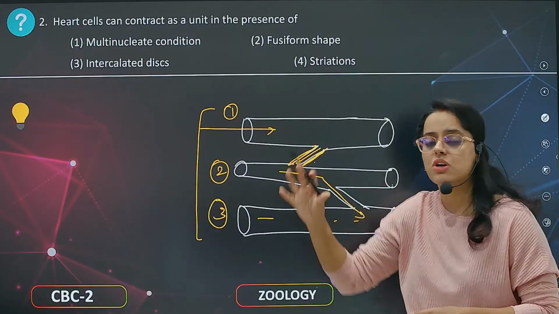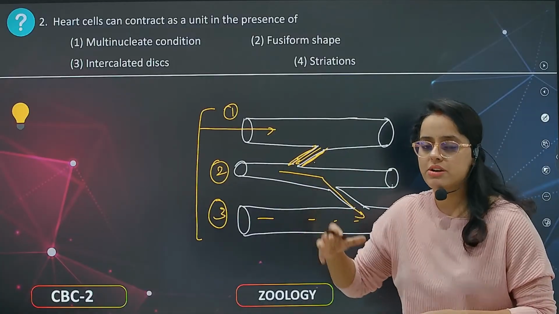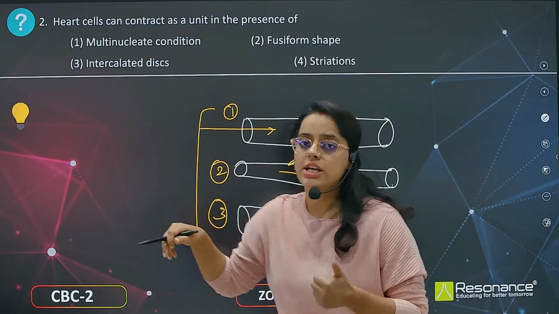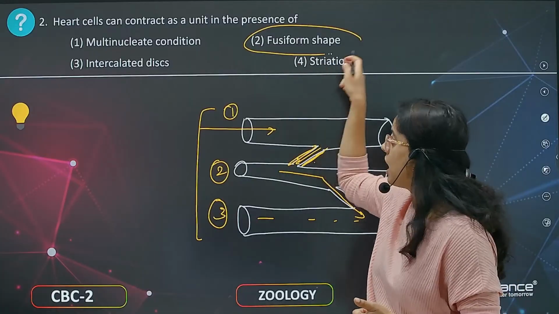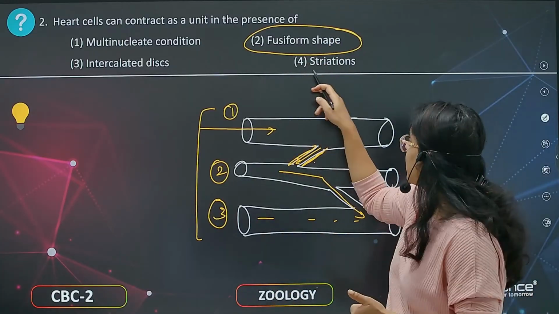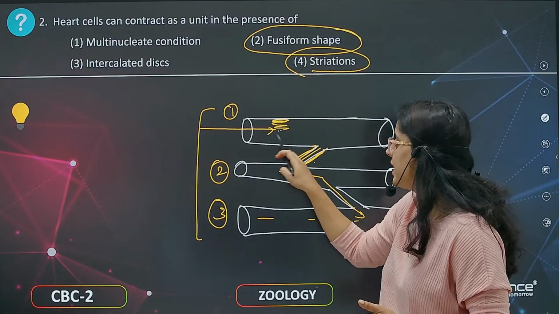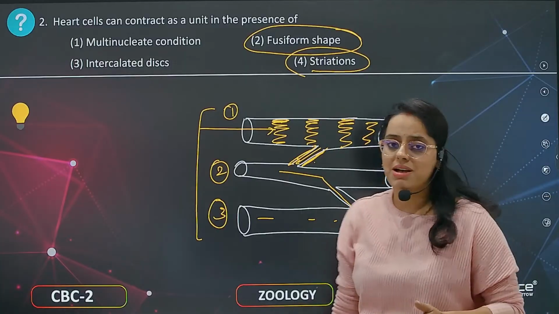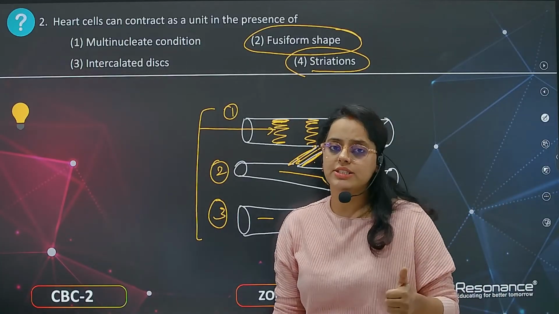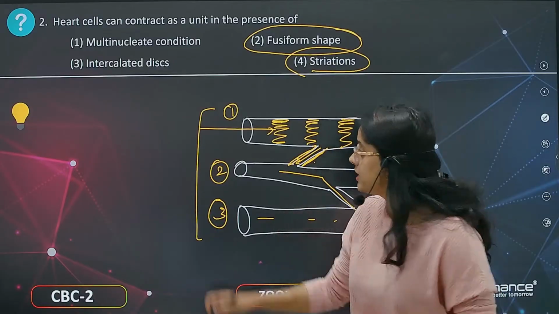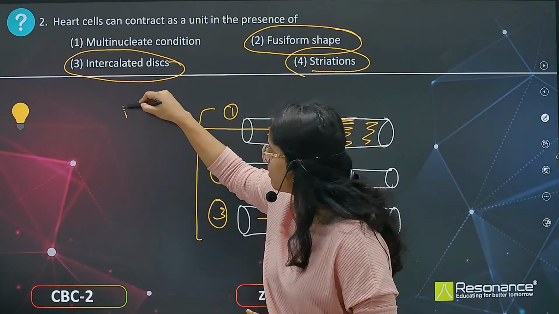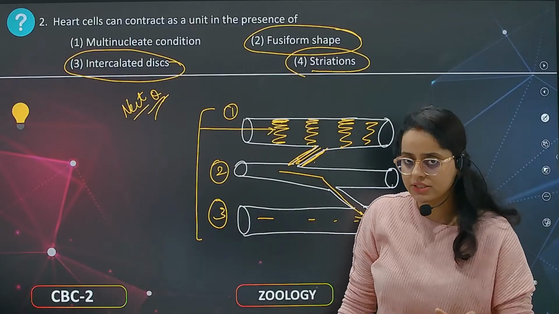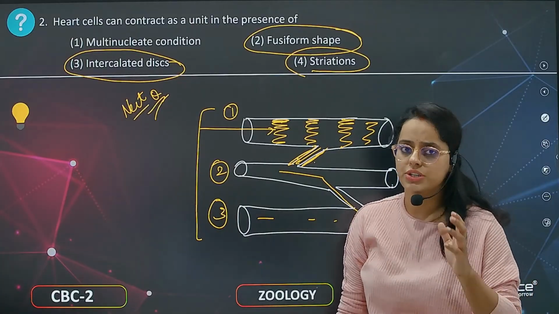Now the whole muscles of the heart, or cardiac muscles, will contract at the same time. It is not because of multinucleate condition, it is not because of fusiform shape. Fusiform shape is found in smooth muscles. Striations, yes, although they have striations, light and dark bands are present in this type of muscles, but these are not the reason that muscles are contracting as a unit. This is because of intercalated disc. This is a very important NEET question. So because of intercalated disc, what happens? The muscles contract as a unit.